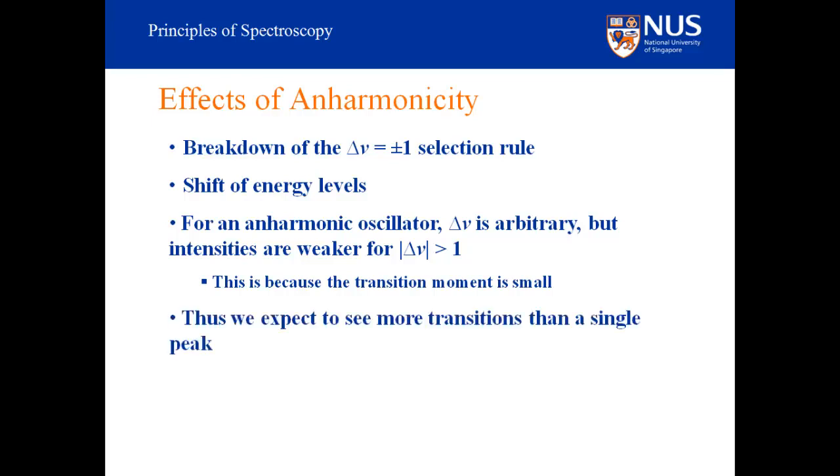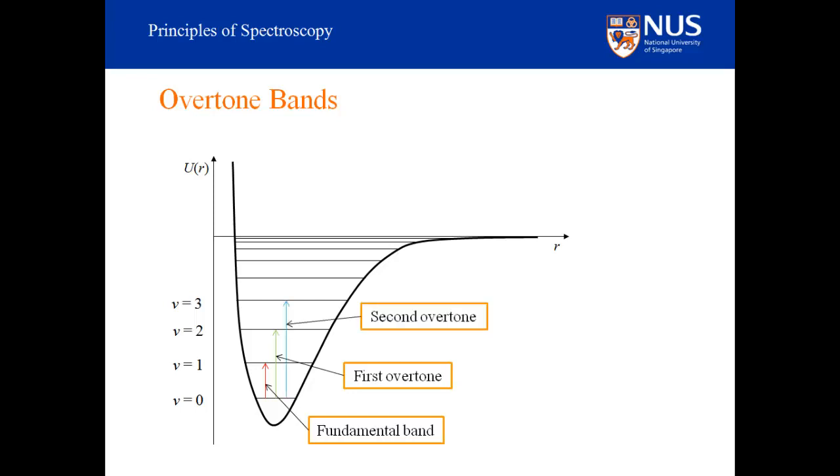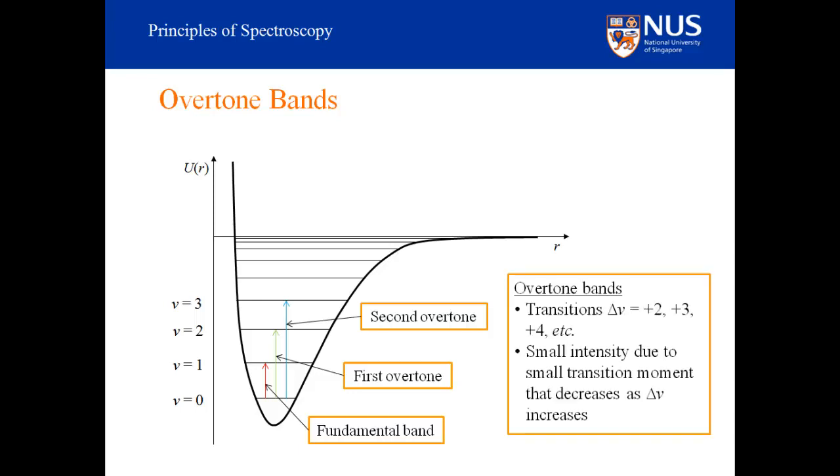So we will get more transitions than a single peak. We are going to get a transition from V equals 0 to V equals 2. It is going to be at the frequency of approximately twice the fundamental frequency. The transitions where delta V is greater than 1 are known as overtone bands. If we go from V equals 0 to V equals 1, we get what we call our fundamental band. If we go from V equals 0 to V equals 2, we have our first overtone. And if we go from V equals 0 to V equals 3, we have our second overtone. And they get steadily weaker and weaker in terms of intensity.